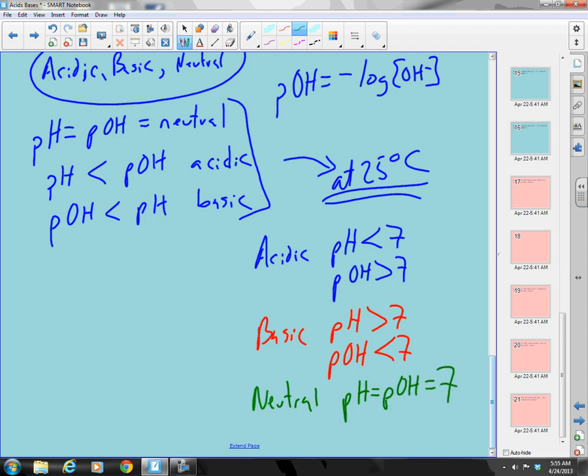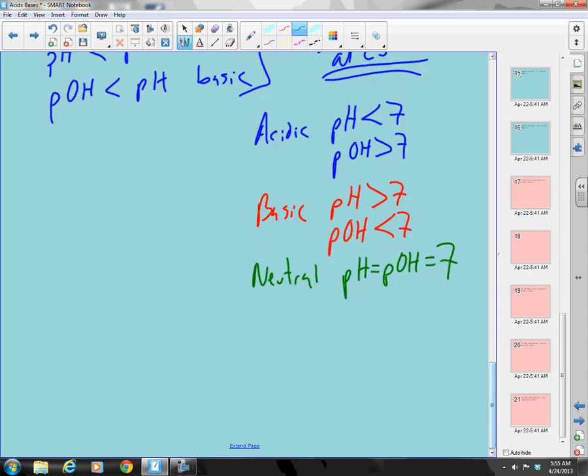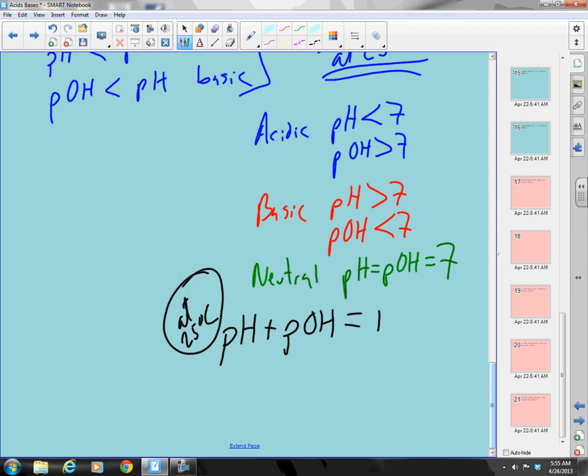Now, notice, I don't say anything about pH having to be between 0 and 14. That's not true. pH can be negative, pH can be greater than 14. So if you've been taught that, they were oversimplifying things. One other nice handy thing, once again at 25C: pH plus pOH equals 14.